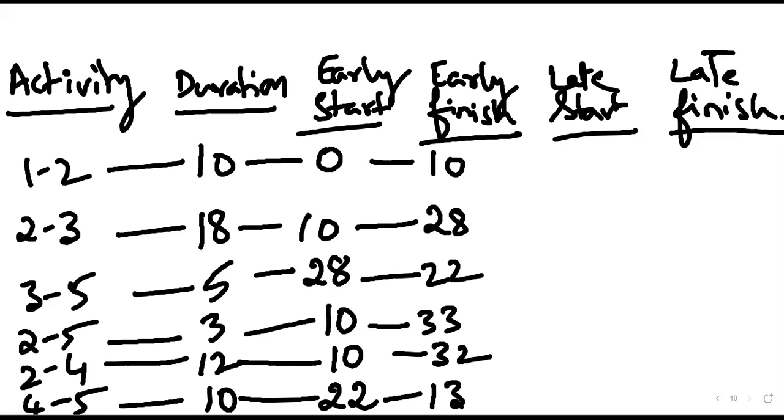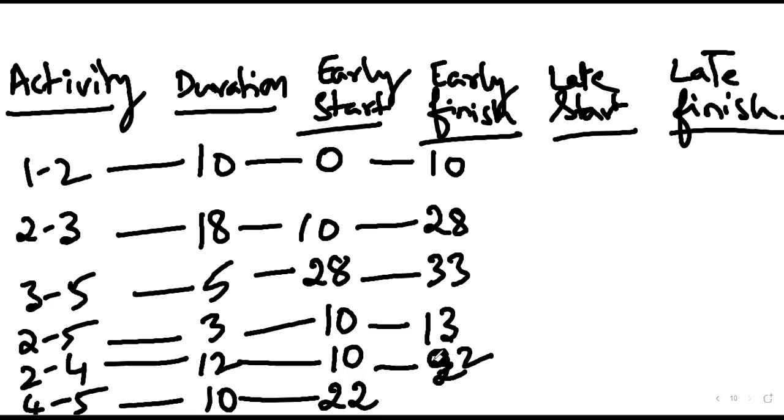So what about the early finish in that case? First two are right, sir. Okay. 3-5 is 33. Yes. 2-5 is 13. Okay. 2-4 is 22. Correct. And 4-5 is 32. Yes. So these are the different answers. Okay. Yes, sir. All right.